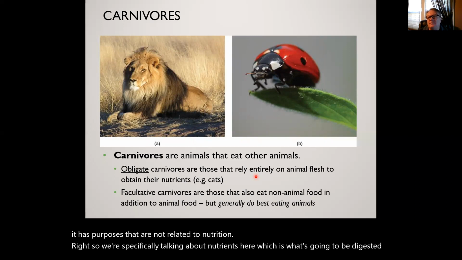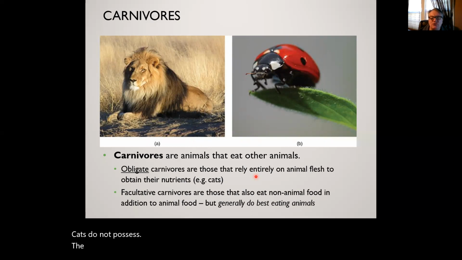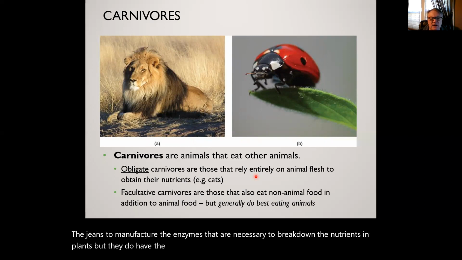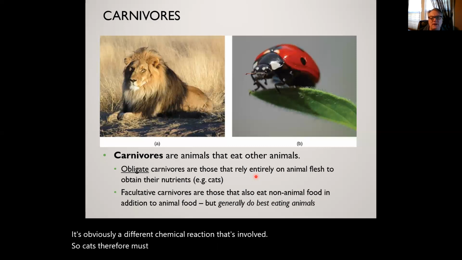Cats do not possess the genes to manufacture the enzymes that are necessary to break down the nutrients in plants. But they do have the enzymes necessary to break nutrients down from animal flesh. It's obviously a different chemical reaction that's involved. So cats therefore must eat meat in order to be nutritionally sound.